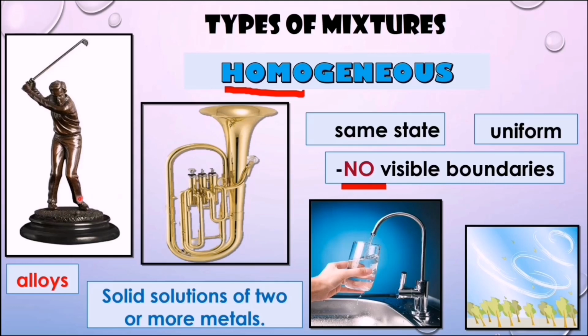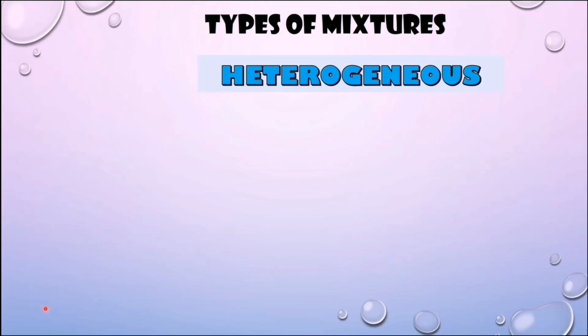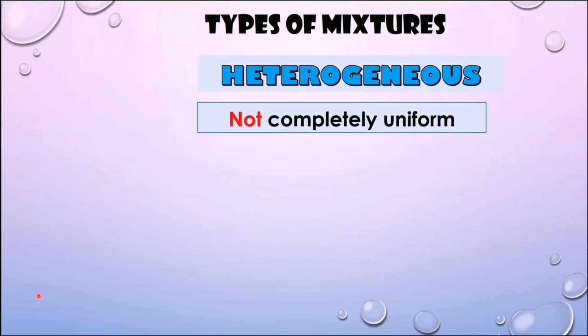But if we look at their physical features, we cannot identify which is the copper and the tin, or the copper and the zinc, because they are mixed together. So, they are in the same state, solid, and their features are uniform. So, that is why they belong to homogeneous mixtures. Solid solutions that are mixed together of two or more metals are called alloys. Okay? They are called alloys. Got it? So, homogeneous mixtures are also known as solutions.